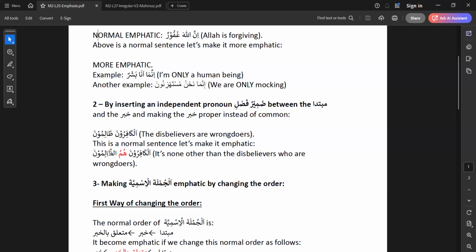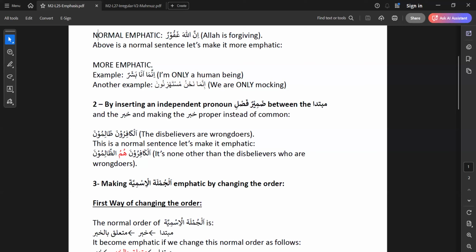Now, I have a question. If this damir was not there, what would the meaning be? Al-kafiruna hum al-zalimuna we're translating as "it is none other than the disbelievers who are wrongdoers." But what would happen if it was not there? It will be a murakkab tawsifi. And the meaning would sound like? The disbelievers, the wrongdoers. No, the wrongdoing disbelievers. Yes, good.